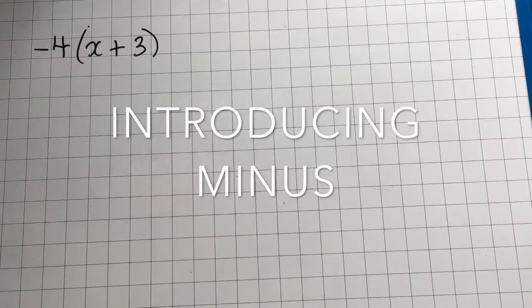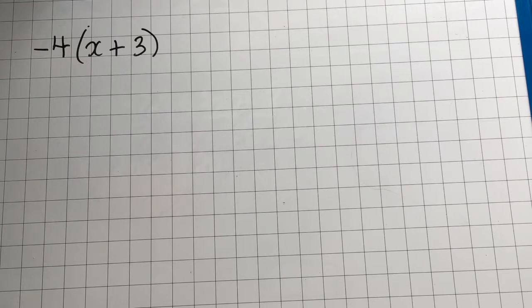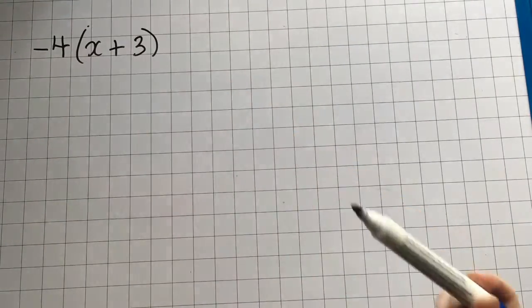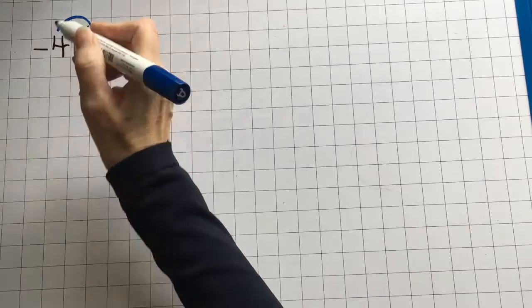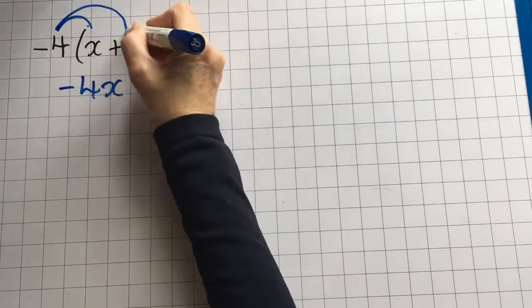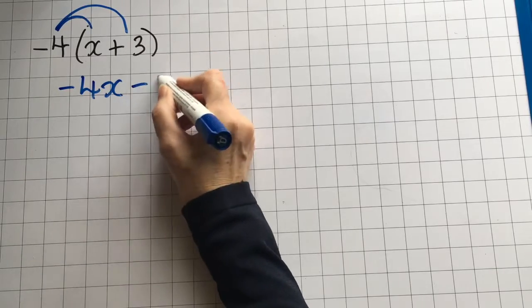This time I've got a minus outside the bracket. I'm going to treat it in exactly the same way. The minus 4 is multiplied by everything inside the bracket. So minus 4 times x is minus 4x. And minus 4 times plus 3 is minus 12.